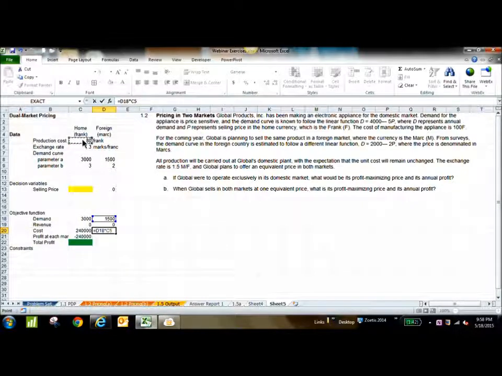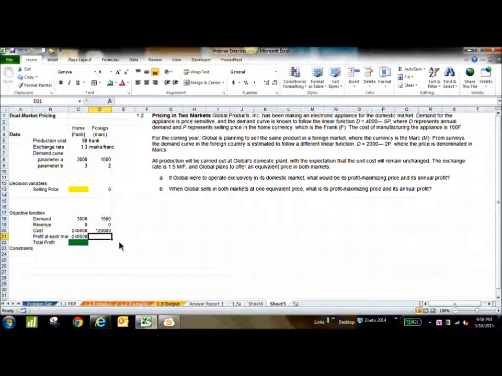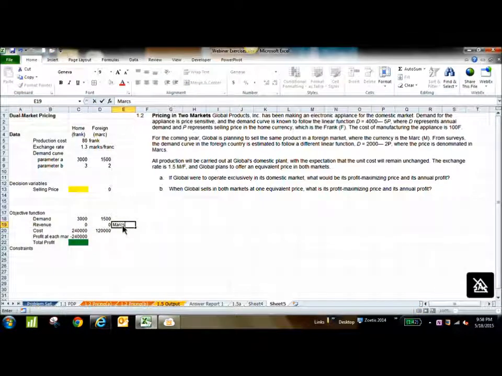Now, here's another tricky thing. When we calculate the revenue for the foreign market, the revenue is going to be in marks. This one is going to be in franc. So you can't take euro minus dollars. You will have to convert back.